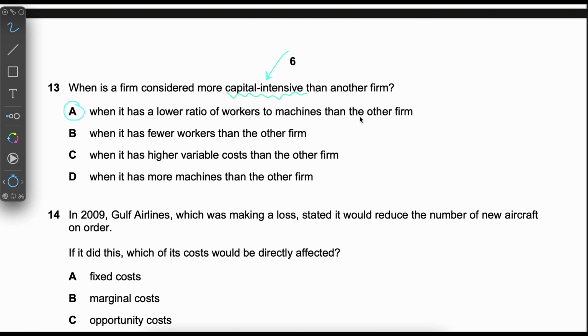It has to do with ratios. It doesn't matter how many workers they have compared to the other firm, okay? Because they might have only workers and no machines. It doesn't matter if they have fewer workers. Same for D, okay, when it has more machines than the other firm. No, okay, because they might have more machines than the other firm, but they could even have a much, much greater labor force, okay? When it has a higher variable cost than the other firm, that just hasn't got anything to do with capital intensive, okay? Cool, so our answer for number 13 is A.